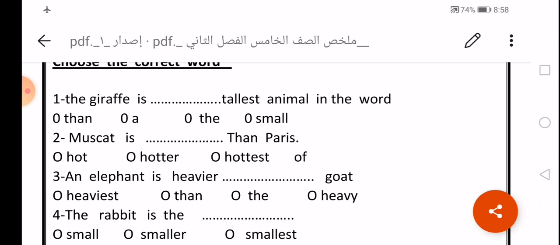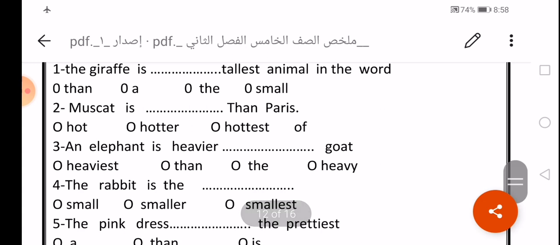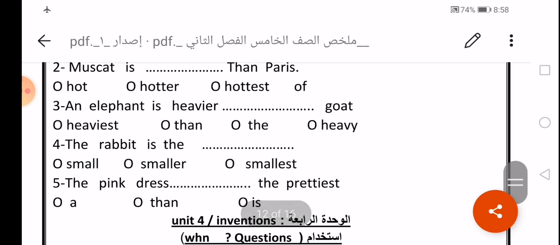We are not going to say than because there are not two. Two. Muscat is hot or hotter than Paris, because we have than. Hotter than Paris. Excellent. Very good. Three. An elephant is heavier. Once we have er, that means you are going to write than. Heavier than a goat. Excellent.